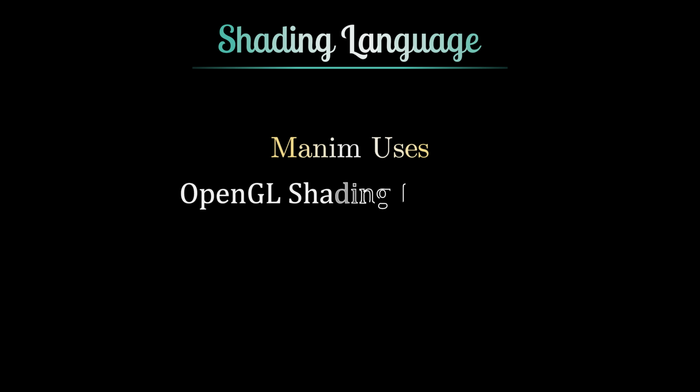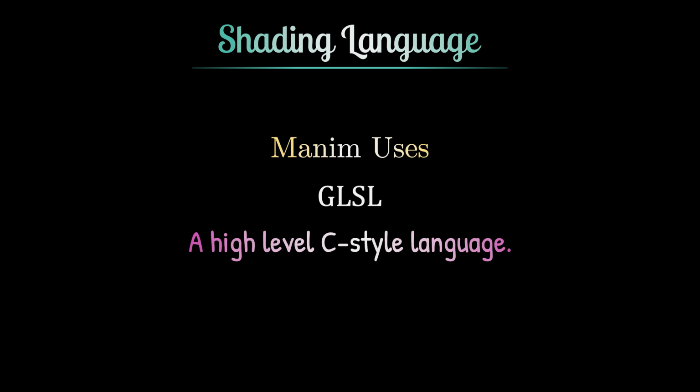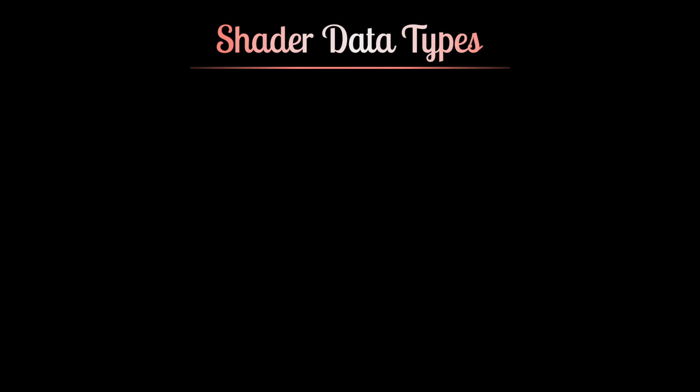Out of many shading languages, Manim uses the OpenGL shading language, or GLSL for short, to render animations. GLSL is a high-level language, which means we need to specify the type of variable we are declaring in our code. So, shaders have these common data types.